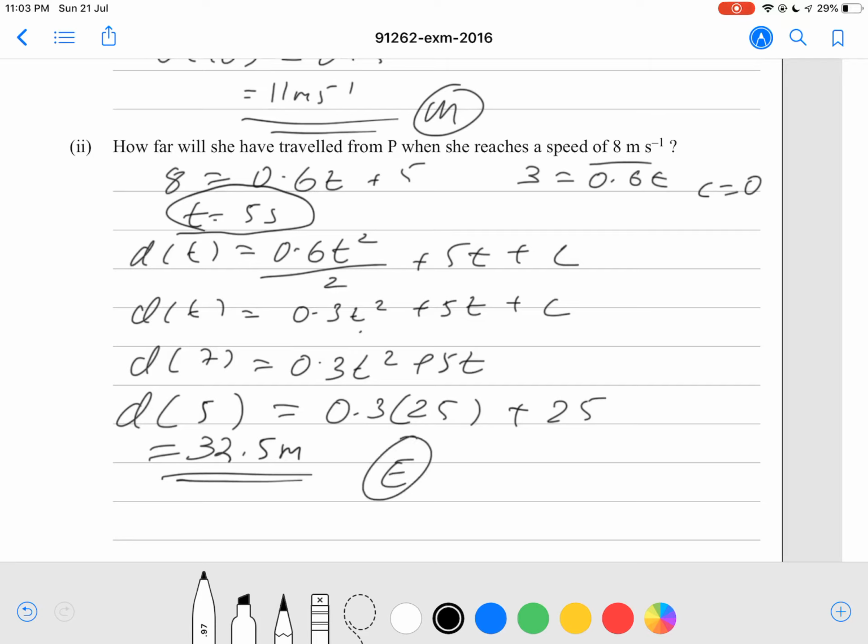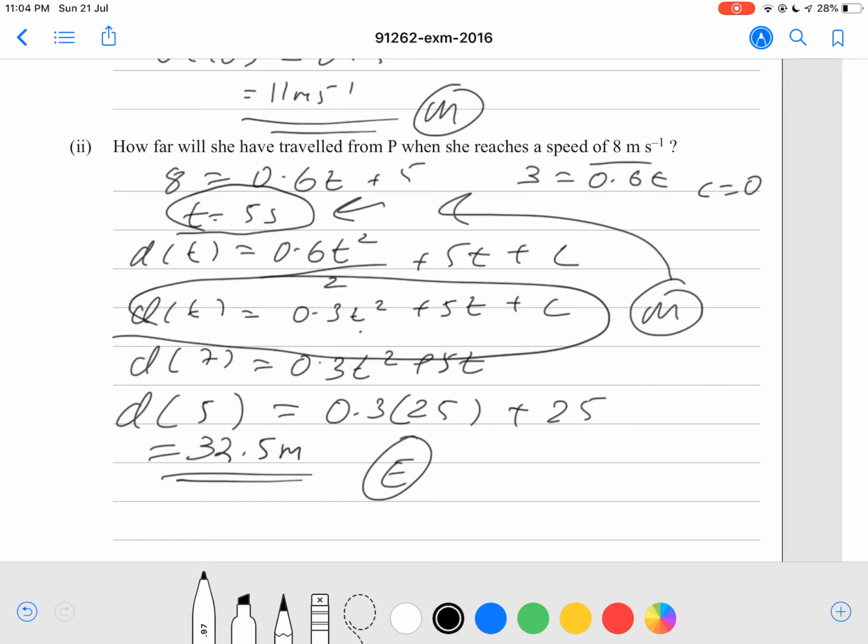To get a merit grade, you're looking at finding the correct time. Time equals 5 seconds. And you're looking at getting the correct distance formula, that's this one here. That'll get you a merit grade. You need both of these, not just one. To get an achieved grade, you're looking at the antiderivative, which means the d of t without the c. So getting up to that step will get you an achieved.